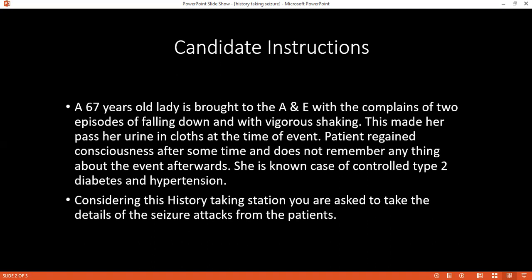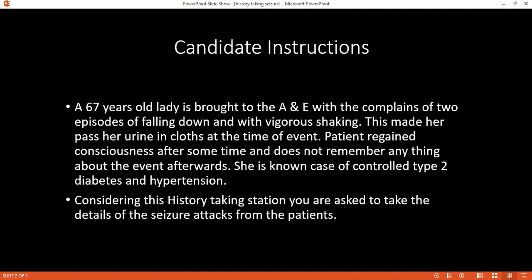So my top differential will be focal partial seizures. As the patient is having headaches, it could be because of any space occupying lesion, or secondarily I would like to go for myoclonus or any metabolic disorders, since the patient is diabetic.